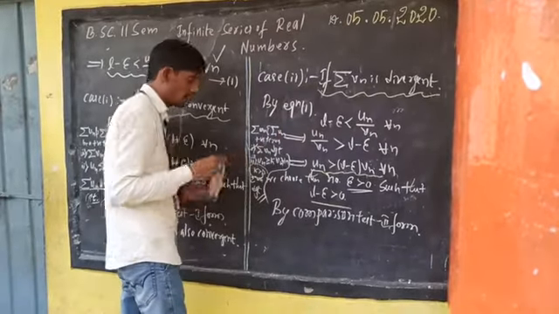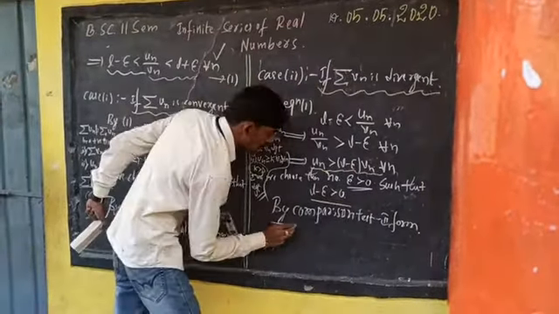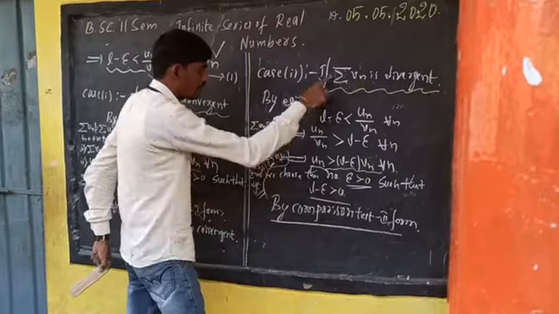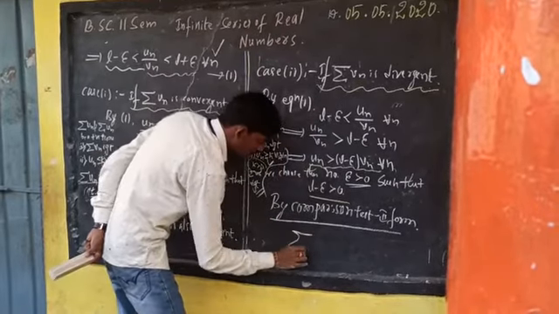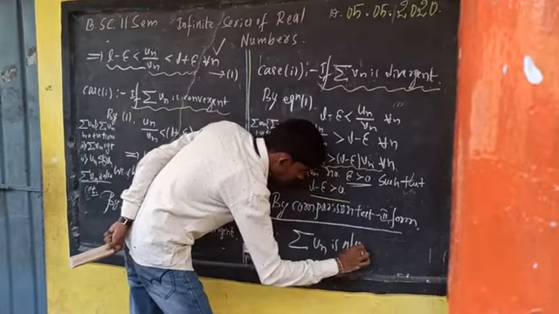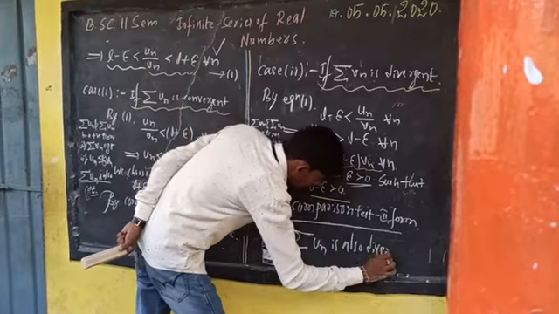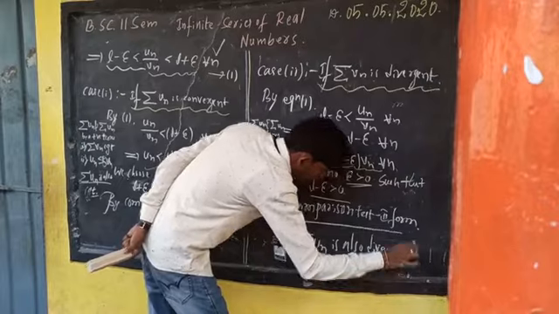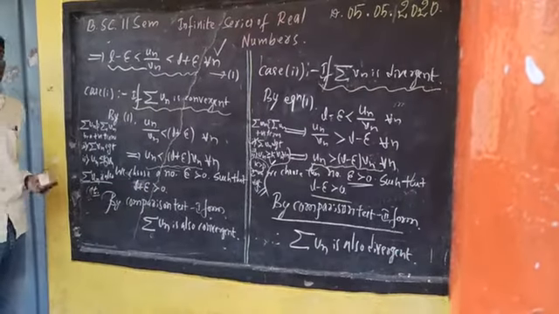According to the comparison test second form applied here, summation un is also divergent. Yes, this is the proof of this theorem.